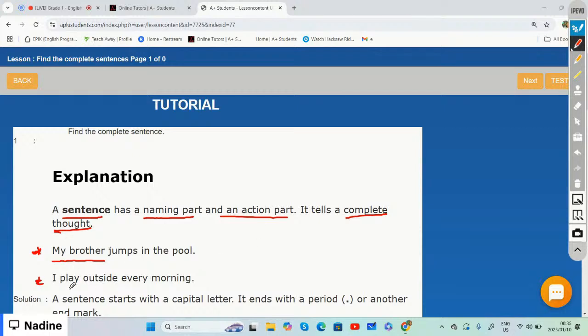If you look at another one, it says, I play outside every morning. If we identify the naming part, which is the person or thing that does the action, we can say I is the person, which is the naming part that does the action.